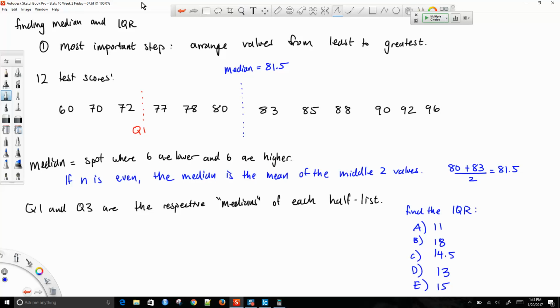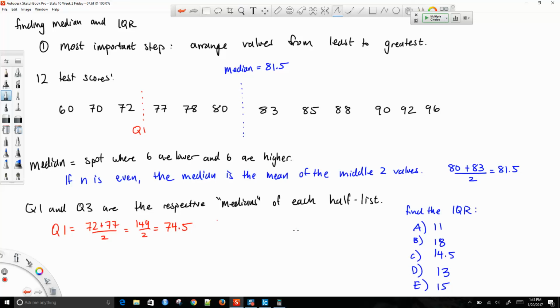Okay, so resuming on. Q1, we said, we've got 6 values that are lower, so Q1 is going to be the spot that divides this into 3 and 3. So our Q1 will be the mean of 72 and 77. So we do 72 plus 77, divide that by 2. I get 149 over 2, 74.5.